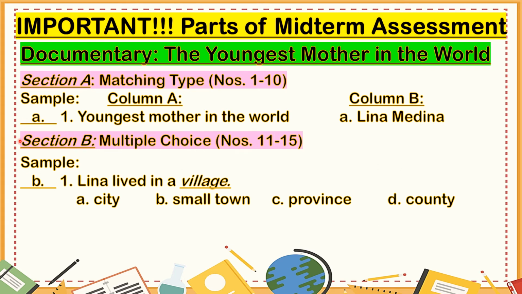Section B, multiple choice, numbers 11 to 15. Sample: Lena lived in a village. What is the other term for village? A, city; B, small town; C, province; D, county. The answer is small town, so you're going to write letter B on the space provided.